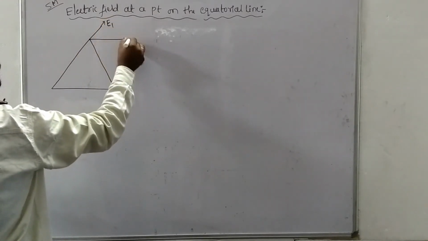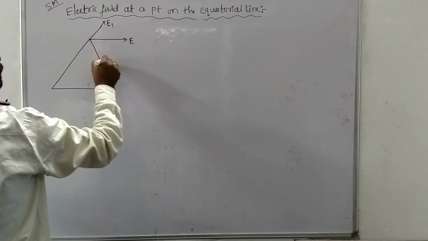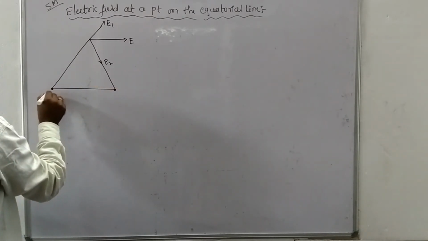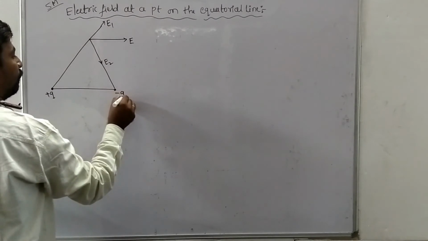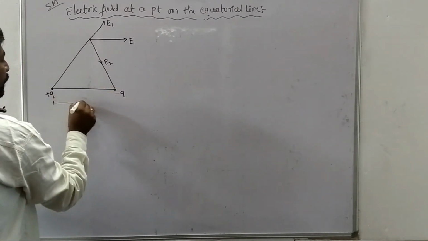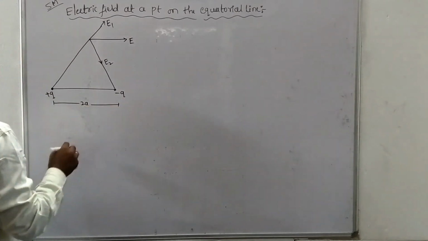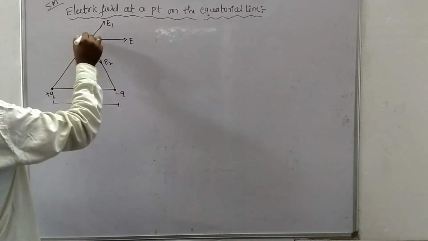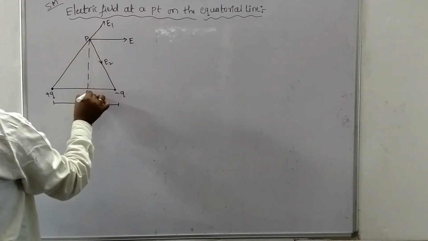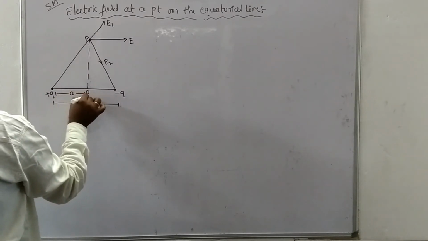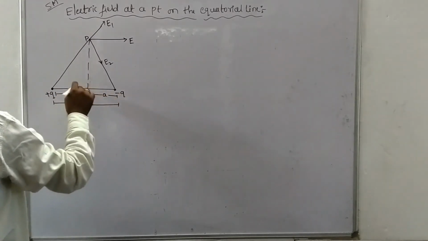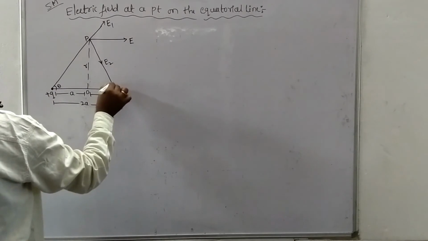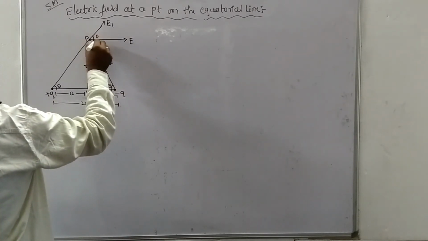So this is E1 and E2. Plus Q and minus Q, separated by a distance 2a. This is the point P, and this is O. Here to here is A and here to here is A. This is R. So theta, theta, theta and theta.